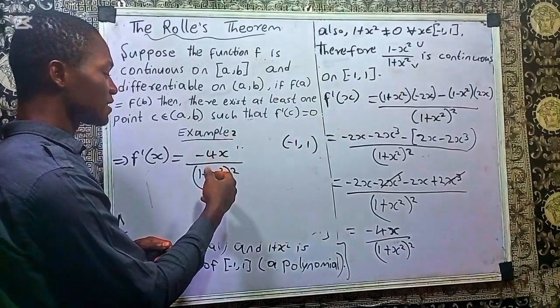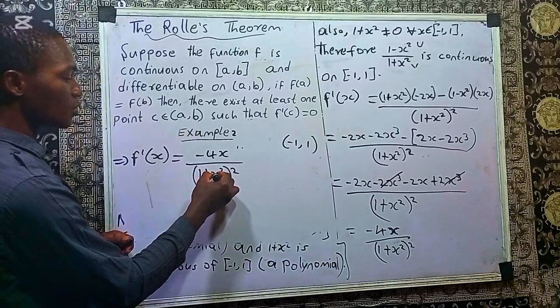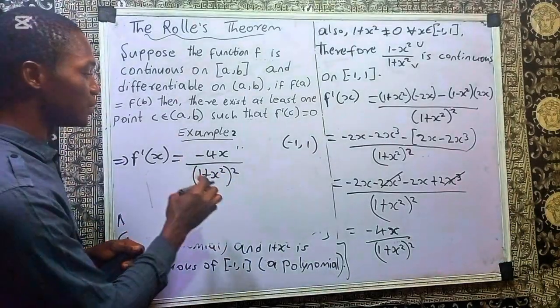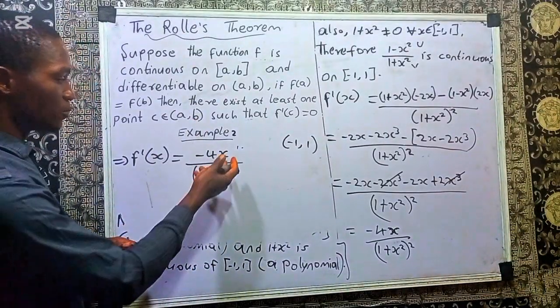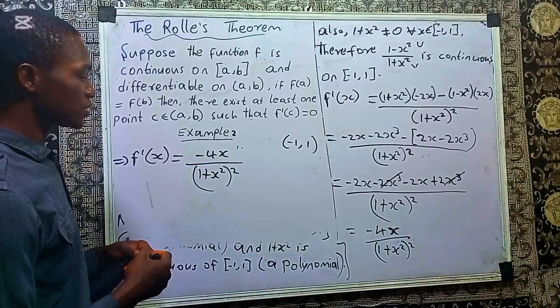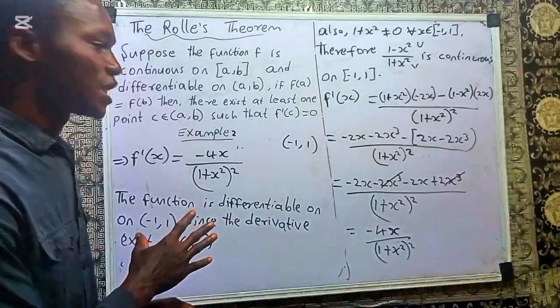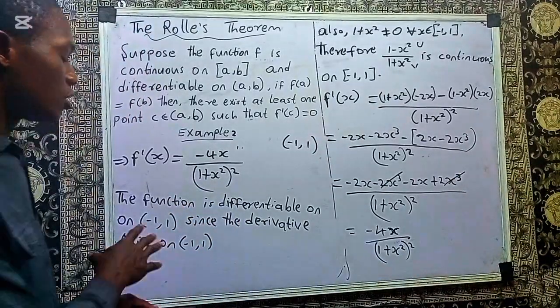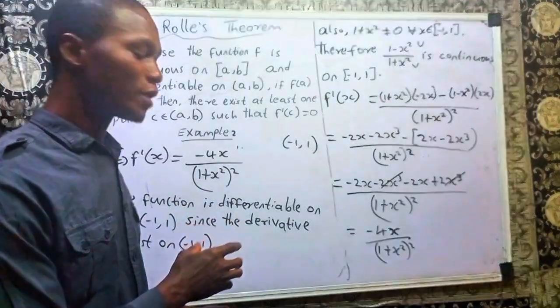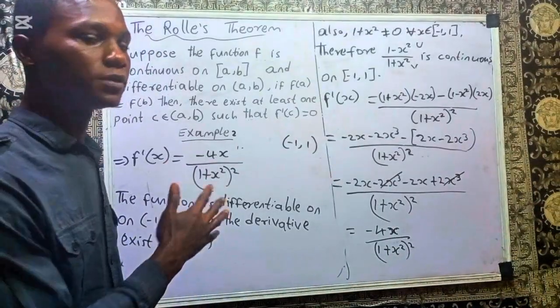As you replace x and put those numbers here, clearly what you will get will always be real numbers. Numerator is a polynomial, denominator is a polynomial, and of course the denominator cannot be 0 here. So I've written down what I've said. The function is differentiable on the open interval negative 1, 1 since the derivative exists on this open interval.